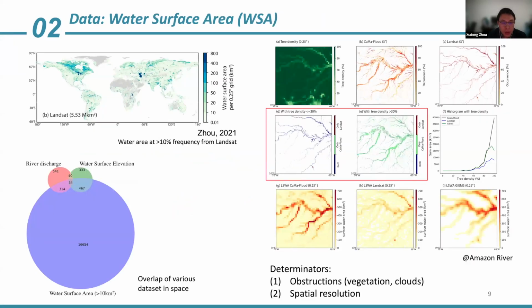And then for the water surface area, we know that water surface area is distributed everywhere in the world. For instance, we can see from this large region that water surface area should be used as one of the good comparable variables to evaluate the model.